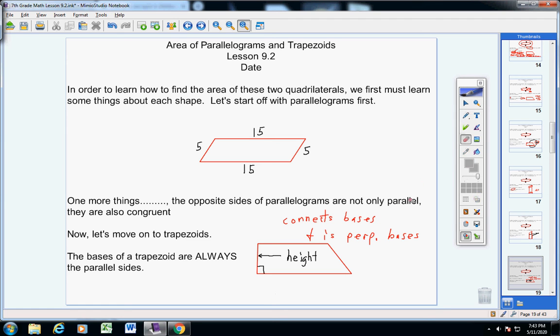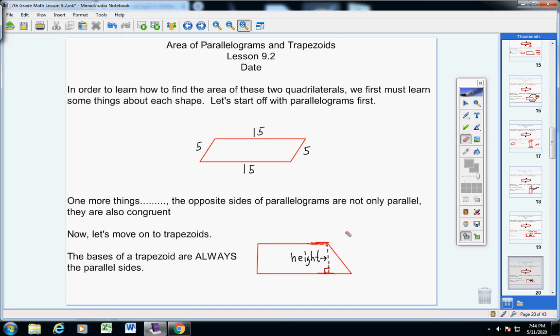So to be honest with you guys, this line right here, because there's a right angle here, this line here is the height. But there's more than one height, and all the heights of this trapezoid have the same length. For example, look, this is also the height. I mean, think about it, guys. It connects the base here to this base here, and it's perpendicular.